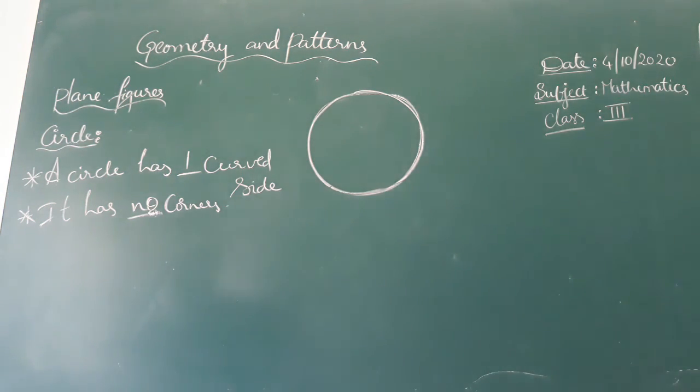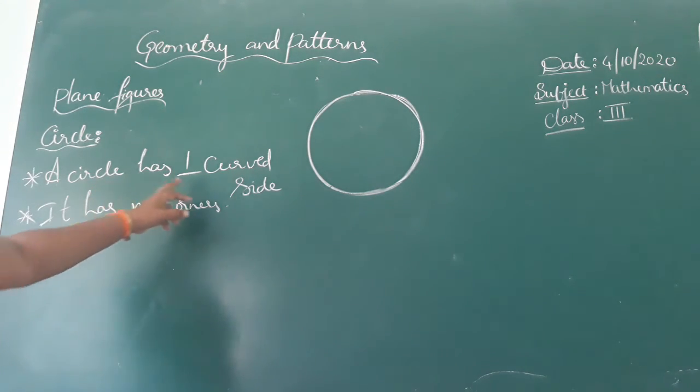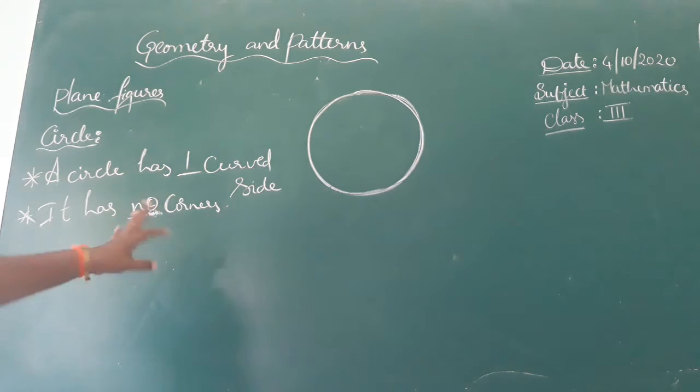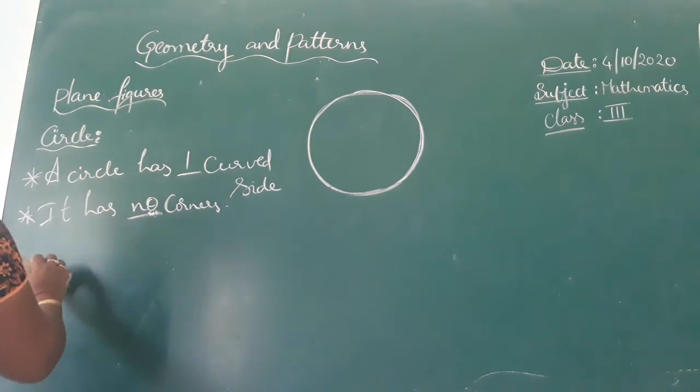Next shape is the oval. Oval means, children, a circle looks like the wheel of a cart. An oval has only one curved side and no corners. If you observe the shape of the egg we eat daily in a house, the shape of the egg is oval. Okay, now we will discuss the oval.